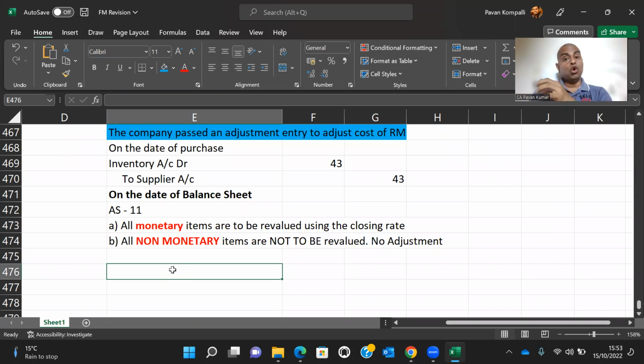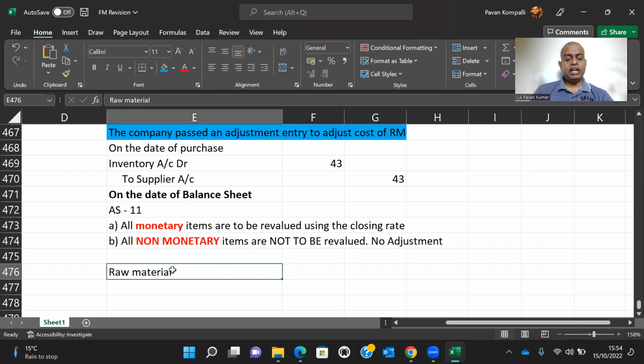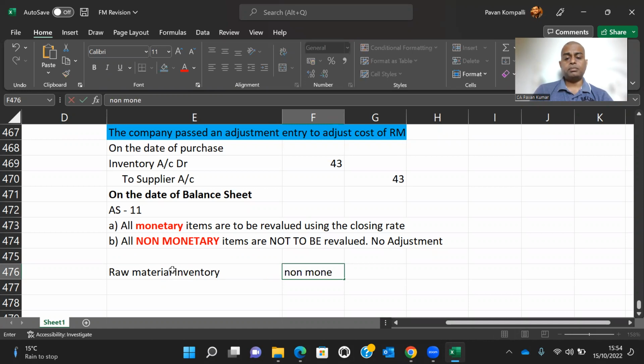Now you tell me, loans given, monetary or non-monetary? Monetary. Excellent. Loans taken, borrowed, monetary or non-monetary? Monetary. Now you tell me, raw material. You have raw material in your godown. Is it a monetary item or non-monetary item? Raw material inventory. Okay, non-monetary.